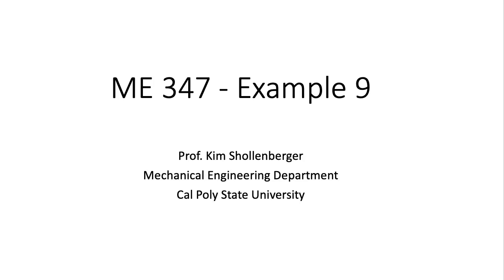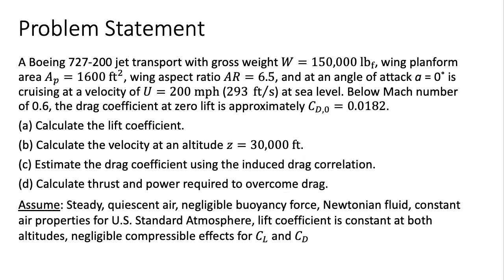ME 347, Example 9. A Boeing 727-200 jet transport with a gross weight of 150,000 pounds force, wing planform area of 1,600 square feet, wing aspect ratio, which is the ratio of wingspan squared to planform area, of 6.5, and at an angle of attack of 0 degrees, is cruising at a velocity of 200 miles per hour at sea level. Below a Mach number of 0.6, the drag coefficient at zero lift has been determined to be approximately 0.0182.